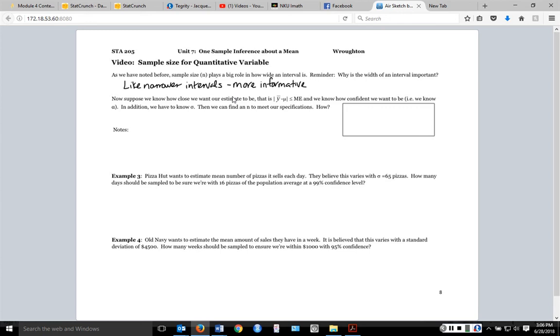So in order to find sample size, there are a few different things that we need to know. One of the things that we need to know is how confident we want to be, and that hopefully seems pretty reasonable. So things we need: how confident do you want to be? Do you want to be 95% confident? Do you want to be 99% confident? I need to know that.